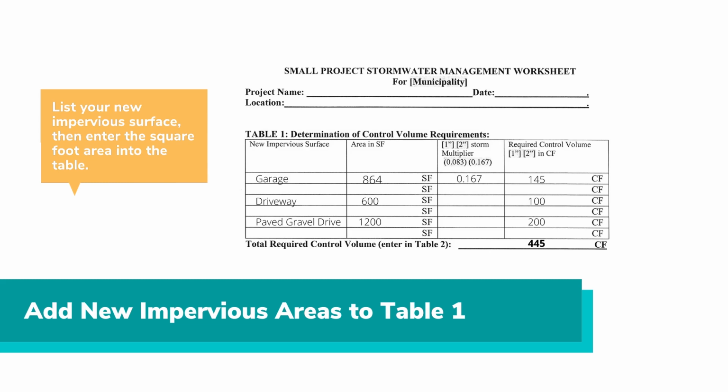These square foot areas should be entered into Table 1 of the Small Project Stormwater Management Worksheet. In the first column, list what type of impervious surfaces you are planning, the garage, the new driveway, or whatever you are planning. And then the square foot area of each goes into the second column. These numbers are then multiplied by the inches of rainfall that your municipality has listed in the ordinance to capture, 1 or 2 inches. For this example, we're using a 2-inch rainfall. The multiplier is 0.167 to determine the cubic feet of runoff. Each line is then added together to determine the total stormwater volume to control, and this is listed on the line below the table.